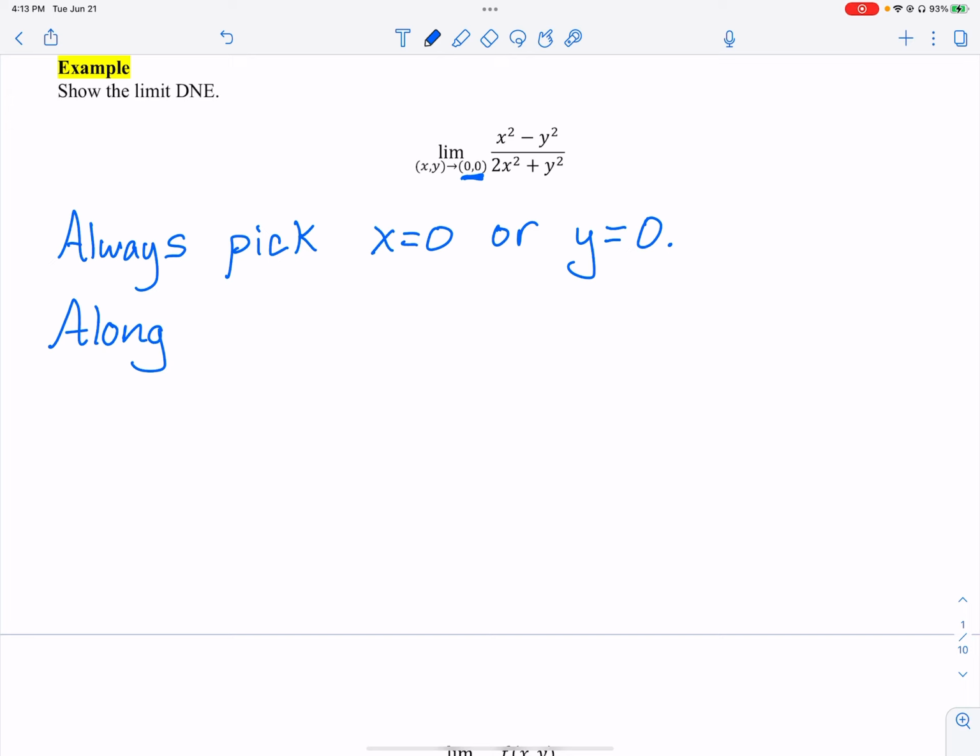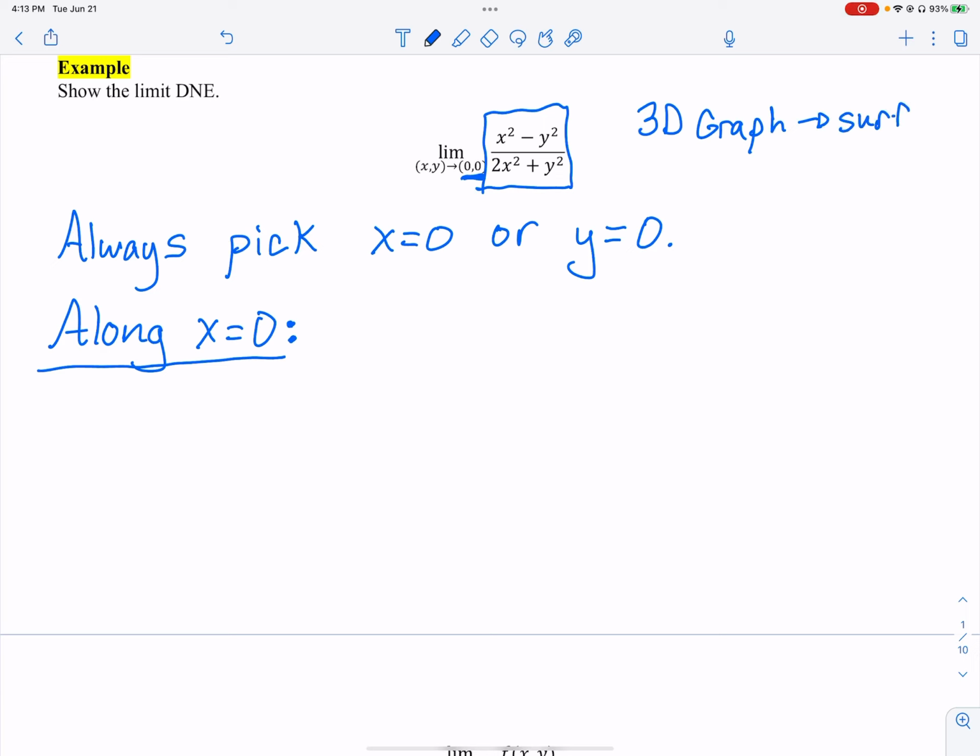First, we need to understand, what does that even mean? The x equals 0 path. What that means is this is some kind of function. It's a surface, right? There's two variables. That means a 3D graph. It's a surface. Since it's a surface, we have to come up with points approaching the point 0, 0.